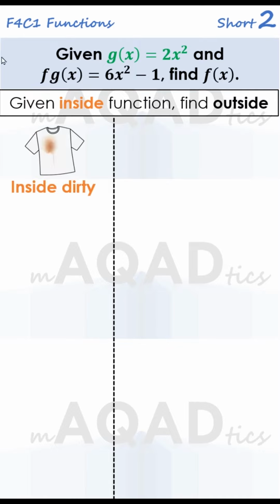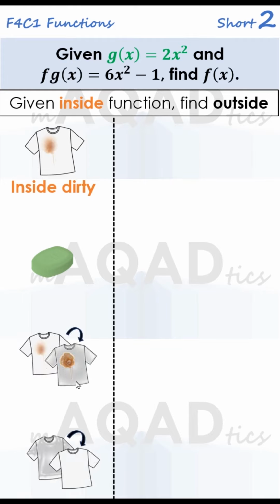So let's say we have a shirt where the inside is dirty. What we need is soap. Then later on we need to flip this shirt inside out. Once we have cleaned it, we need to flip it back. Assuming that this shirt is the function f(g(x)) and the soap is g of x.